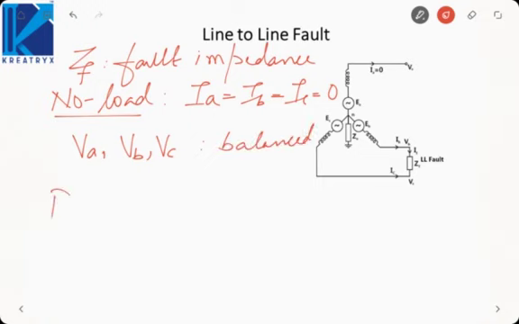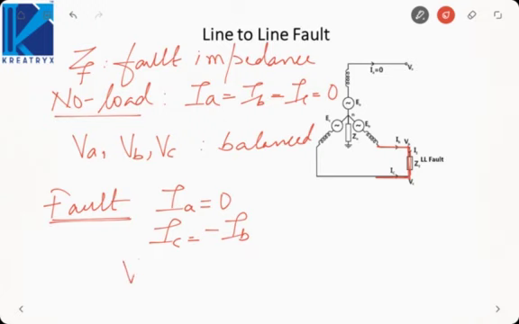What happens when the fault occurs? Since the fault is occurring in B and C phase, the A phase will remain as it is, so IA will remain 0. If we apply KCL here, IC will be equal to minus IB. And if we apply KVL between these two, VB minus VC will be equal to IF into ZF, or we can say IB into ZF. These equations we can derive from the network that is given to us.